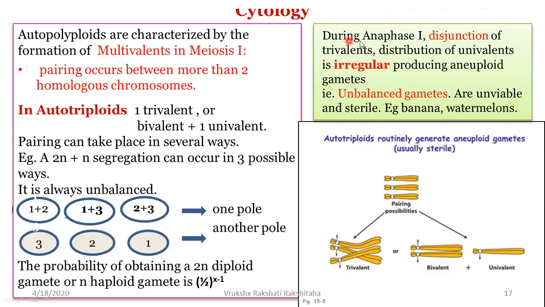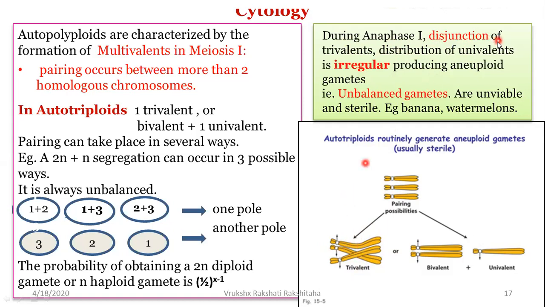Now, during anaphase I, what happens is disjunction of the trivalents and distribution of the univalents is irregular. What do we mean by this? During anaphase I, what may happen is that out of these three chromosomes, two chromosomes may move to one pole and this one may move to the other pole.